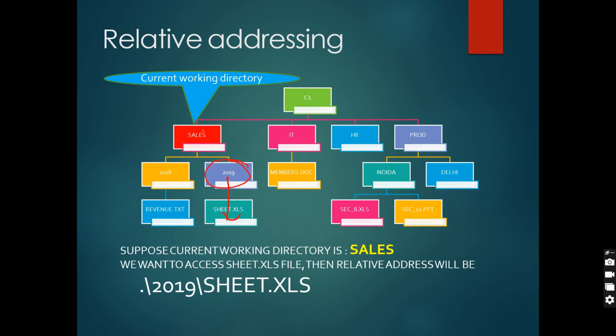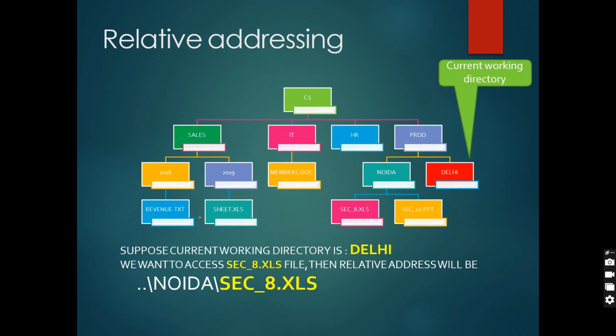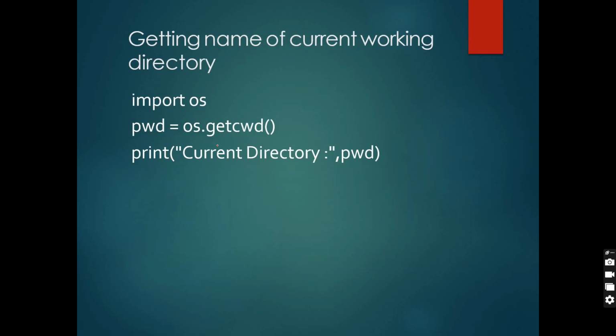If you are working in the sales folder, then you can directly use dot slash 2019 sheet.xls. In this way you can directly access this particular file. One more way: if you are located here, double dot means the parent directory, and from there we can go to Noida and then to sheet8.xls. Like this we can access files with relative addressing. You can also get your current working directory and print it.